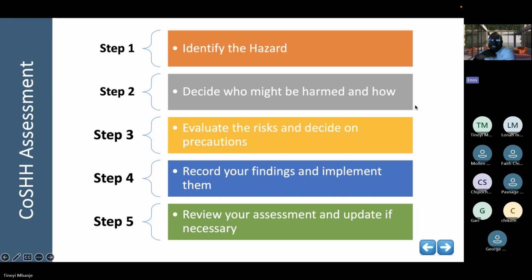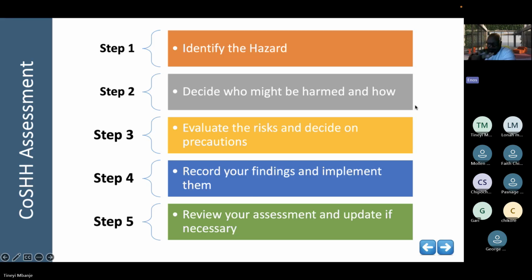You've identified the hazard, you've decided who might be harmed. So we talked about the public, we talked about the people who do the coupling. We talked about the chefs in the main kitchen if there's a fire. Evaluate the risk, decide on the precautions, and then you put your precautions. You need stop valves, you need SOPs, you need training, record your findings. If all this is in place, you review it.